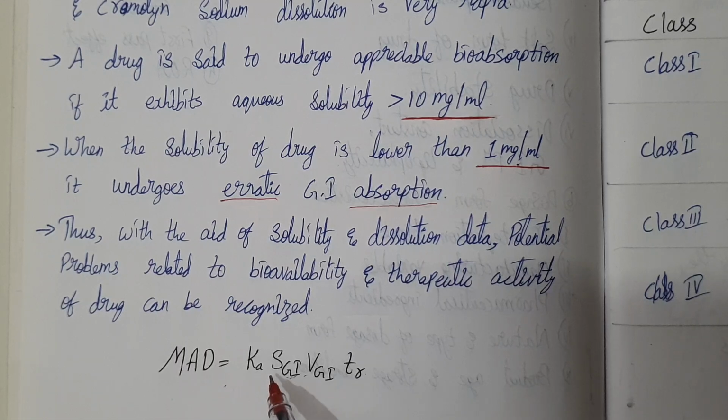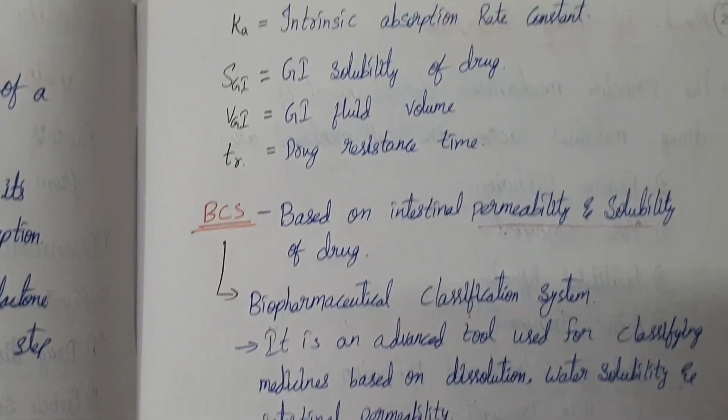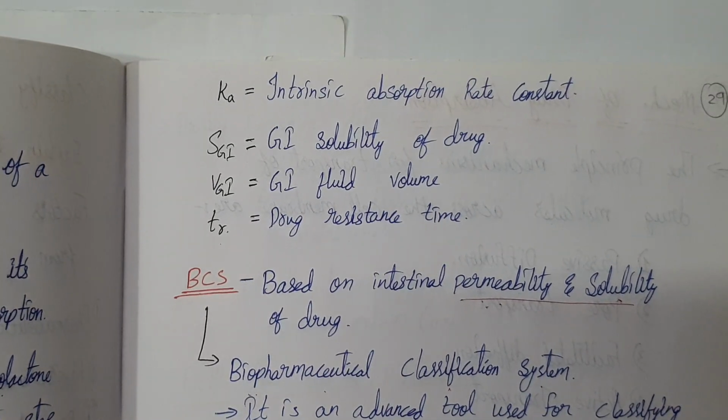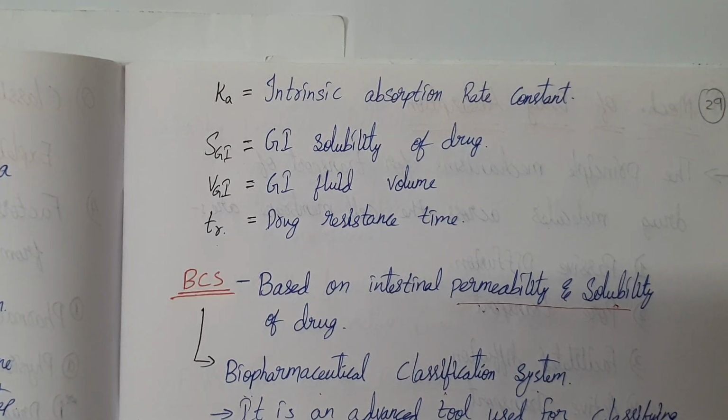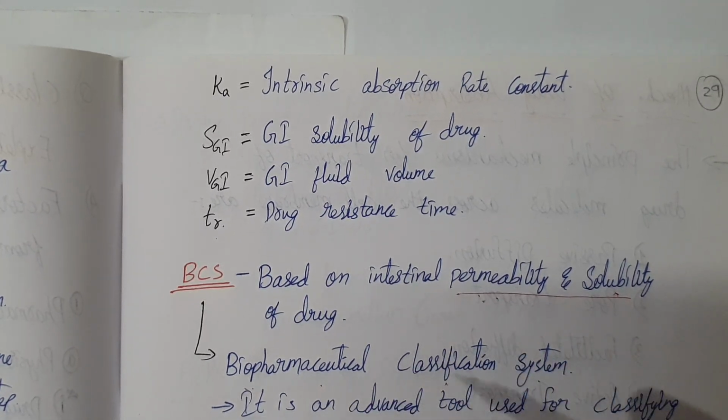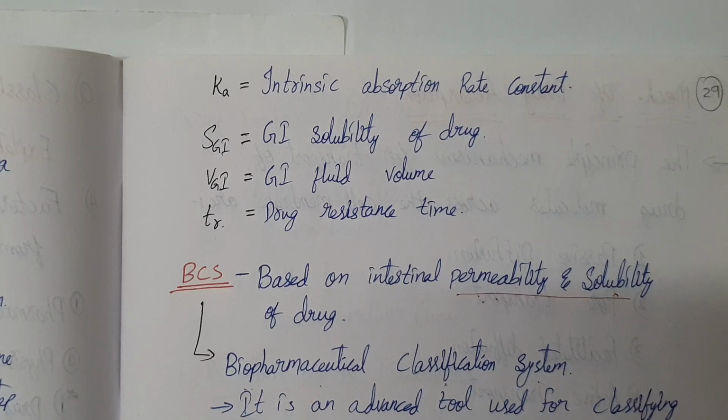So MAD equals Ka SGI VGI TR, where Ka is the intrinsic absorption rate. Then we have SGI, which is solubility in GI. Then VGI is GI fluid volume. TR is drug residence time. This equation shows us how solubility directly influences absorption rate.